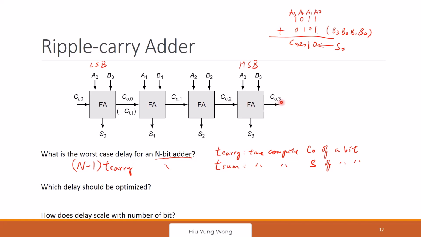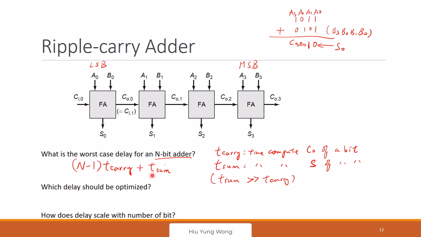How about here? Later you find that computing the sum is longer than carry. So for the whole thing to finish, it will be n minus 1 T carry plus T sum. T sum usually is larger than T carry. So after n minus 1 T carry, I reach here. It takes T sum time to finish S3, but by the time you finish, carry out 3 has already finished.